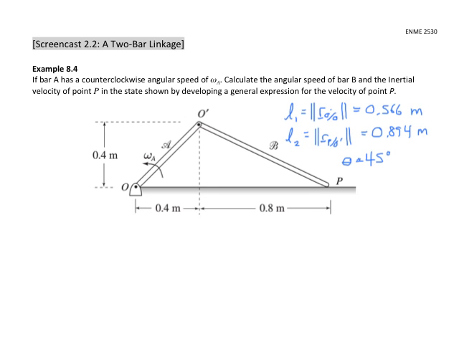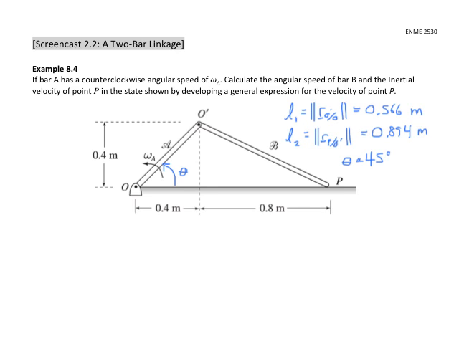So the first thing we need to do here is redefine the problem a bit. Let's define a length 1 and a length 2 that correspond to the length from O to O prime and the length of O prime to P. In addition, we'll define the angle theta as being positive counterclockwise from the horizontal direction to link O to O prime. We're now ready to apply our reference frames to the problem.